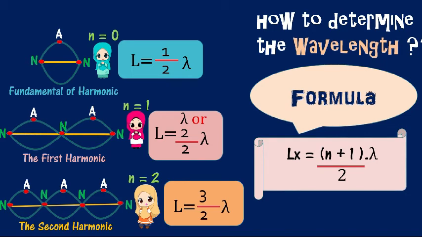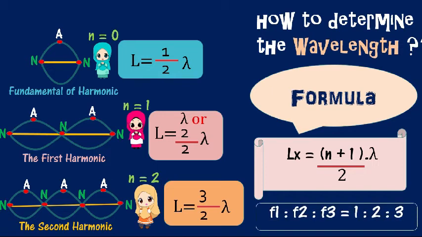If we look at L or wavelength, the pattern of numbers is sequential, namely 1, 2, and 3. By comparing the frequency, then the following pattern will appear.